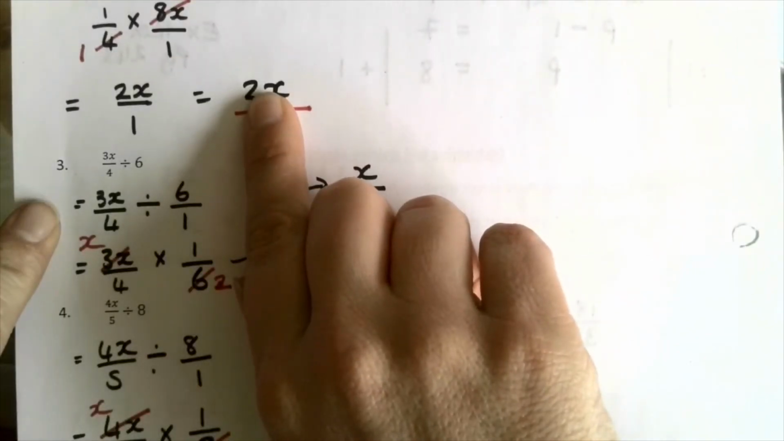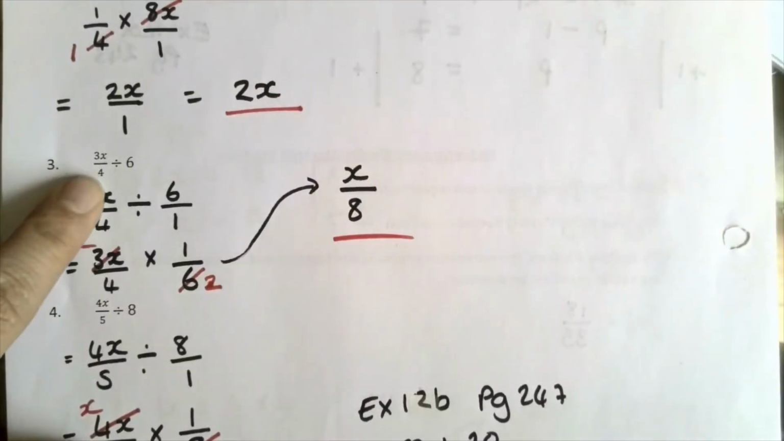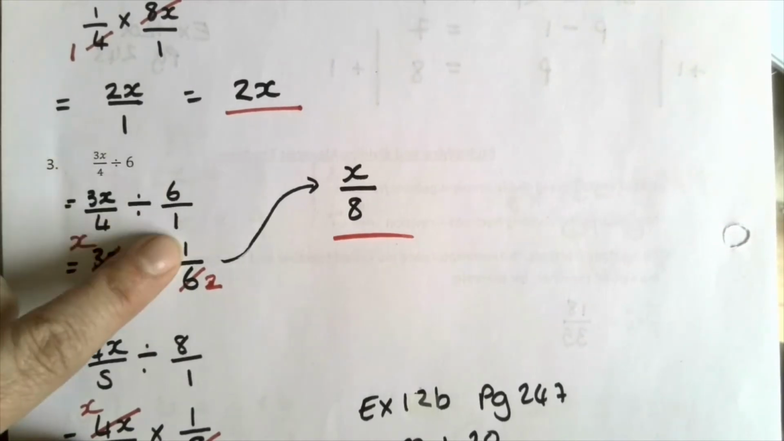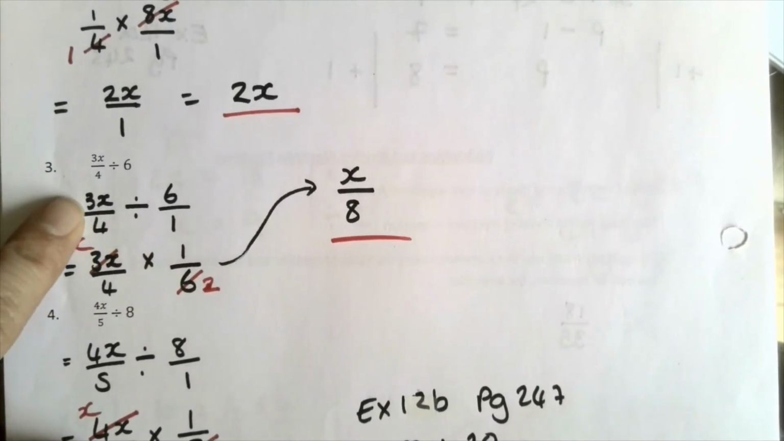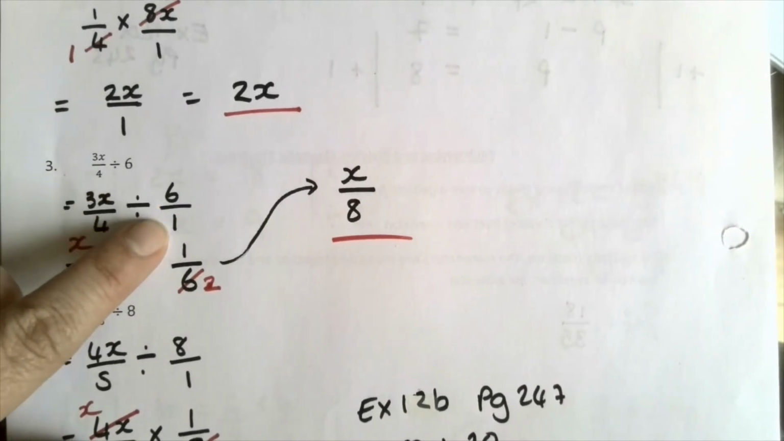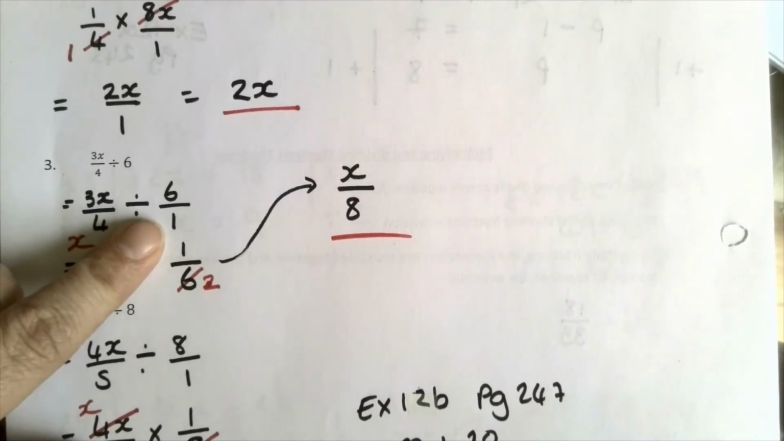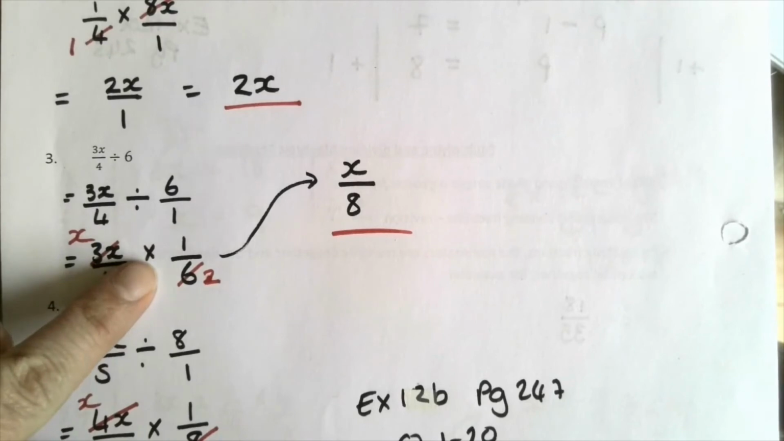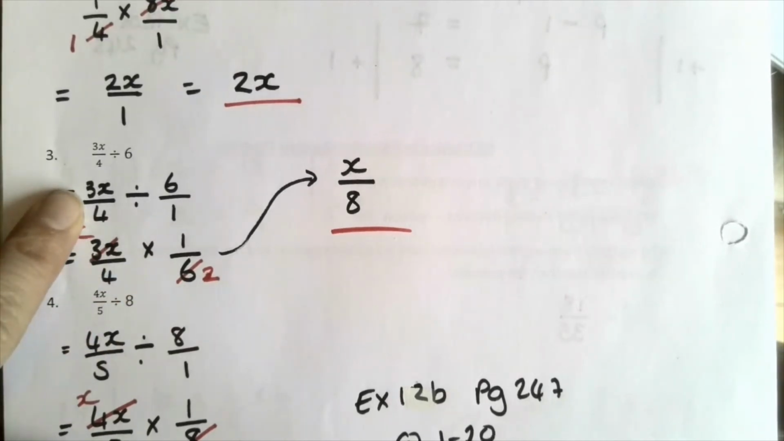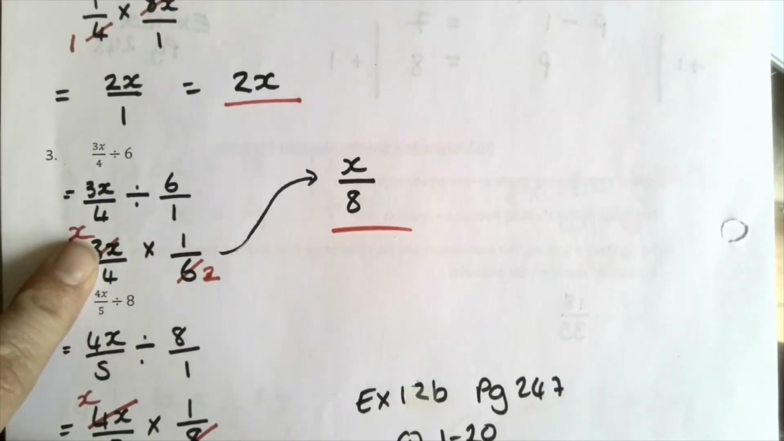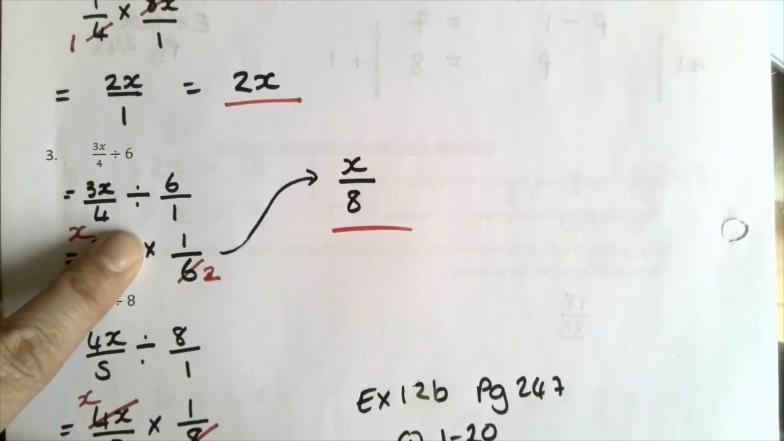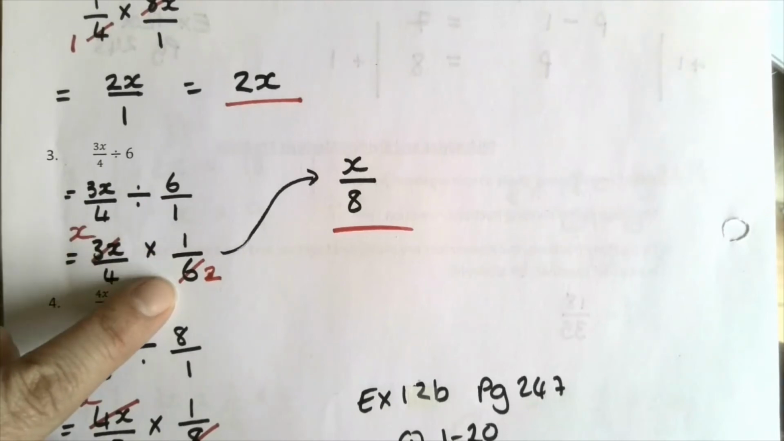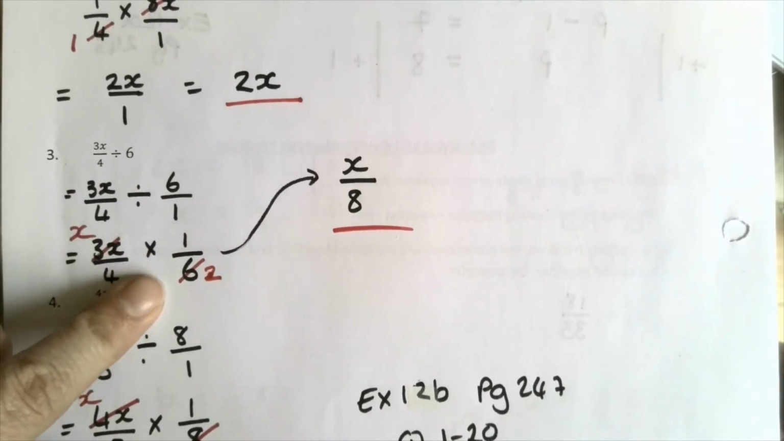So number 3, we have 3x over 4 divided by 6. So the first thing is to rewrite this with our 6 written as a fraction. So 3x over 4 divided by 6 over 1. Now we can't simplify at this stage, so we have to turn our second fraction upside down and change it to multiply. So our first fraction stays the same, so 3x over 4, 3x over 4. Divide has changed to multiply, and our second fraction has turned upside down. Now that we've done this, now we can start to cancel.